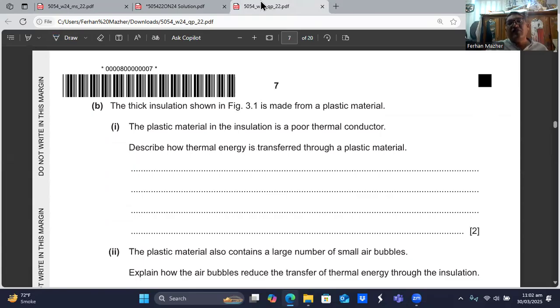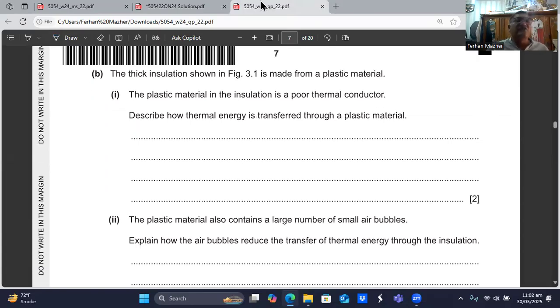Okay, so question number 3, and it's B part. The thick insulation shown in the figure 3.1 is made from a plastic material. The plastic material in the insulation is a poor thermal conductor. Describe how thermal energy is transferred through a plastic material. You see, the plastic material does not have free electrons. So it's a solid. So how will the thermal energy transfer through the plastic?